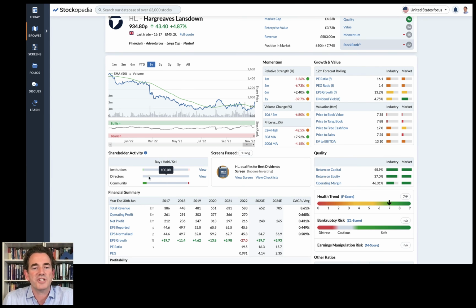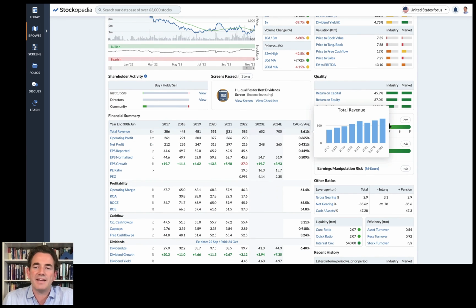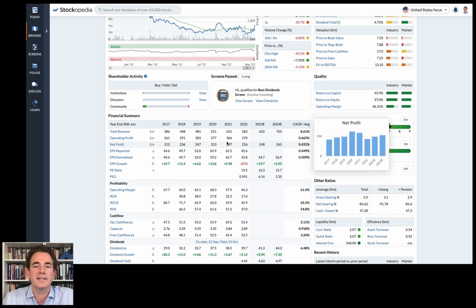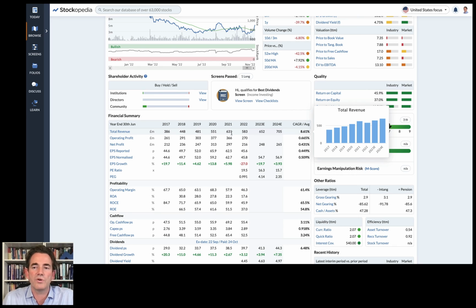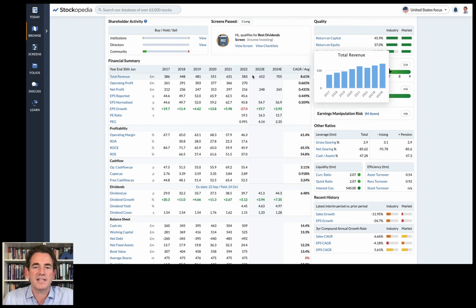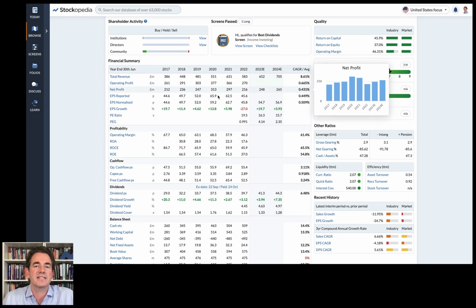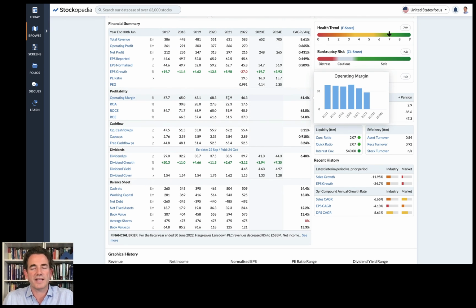And we can see not much action from directors. Institutions are kind of netting off in terms of what they're doing. Community is buying it as a whole. And again, I can look at revenue. It's growing. Net profits, pretty steady over the years. I wouldn't call it a super growth stock, but it's had about a 9% revenue growth on average over the last 6 years. And then if I go down, this is where it gets interesting.